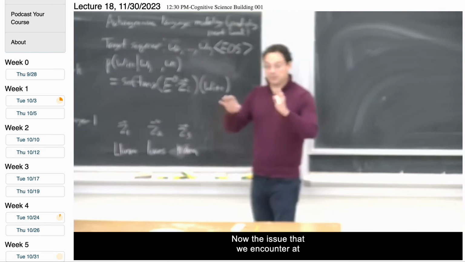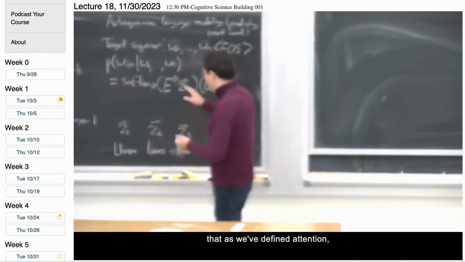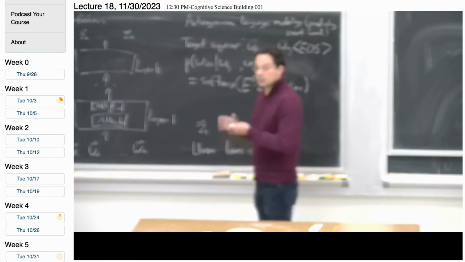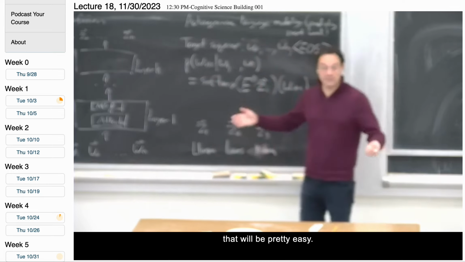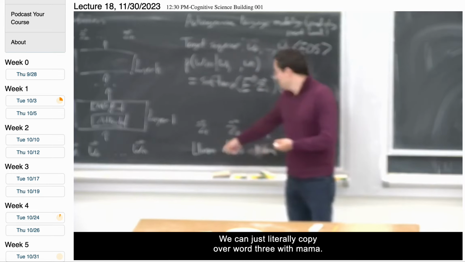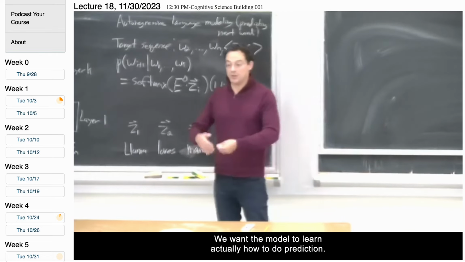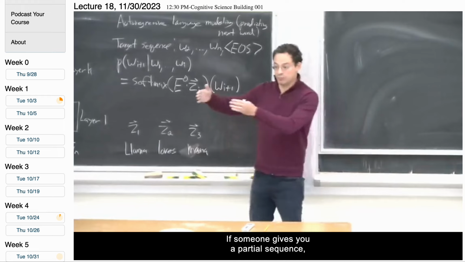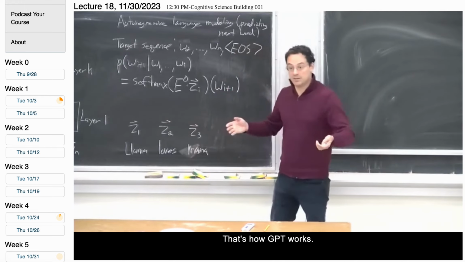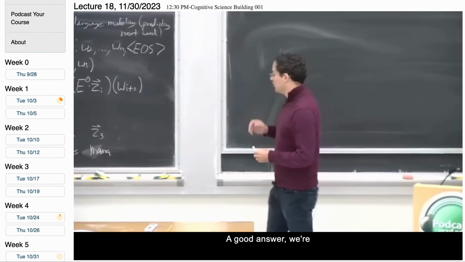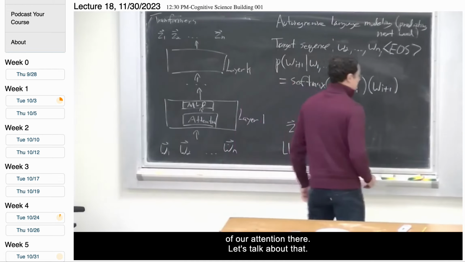Now, the issue that we encountered at the very end of last class is that as we've defined attention, Z2, or word 2, looks at word 1 and word 3. So if we want to predict what word 3 is, that would be pretty easy. We can just literally copy over word 3, mama. Z2 already saw the correct answer. That's not what we want the model to learn. We want the model to learn how to do prediction. If someone gives you a partial sequence, you can predict what comes after it. That's how GPT works, right? You give GPT a question, it predicts what comes after that question. So we're going to need to adjust what happens inside our attention layer.